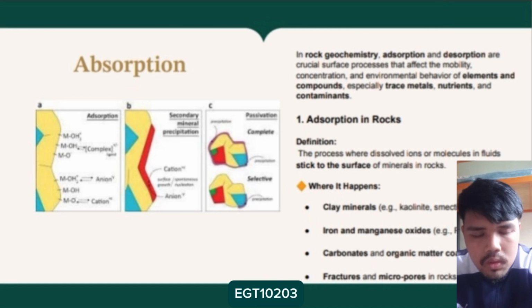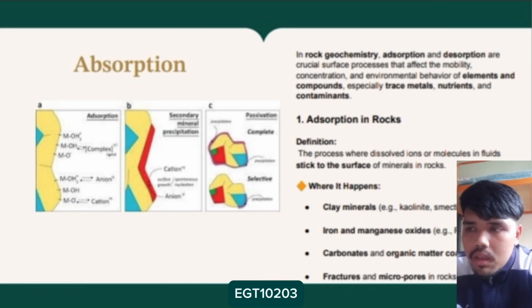Next, I will go through the absorption part. Absorption in rock geochemistry involves crucial surface processes that affect the mobility, concentration, and environmental behavior of elements and compounds, especially trace metals, nutrients, and contaminants.